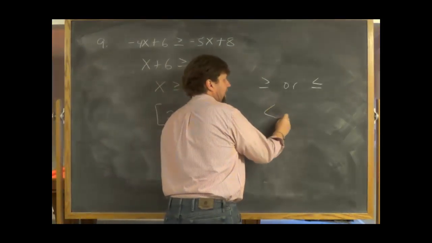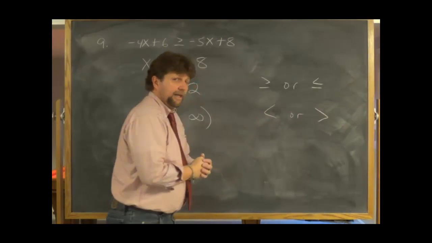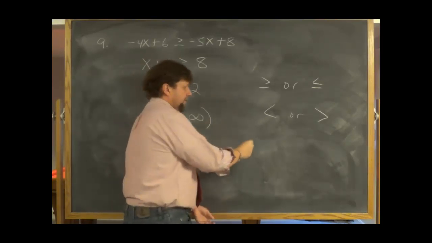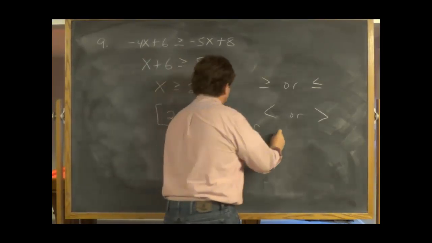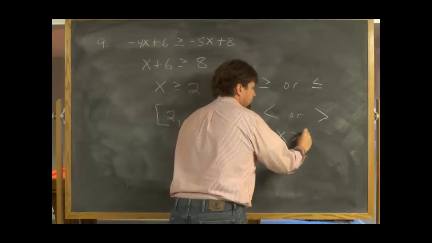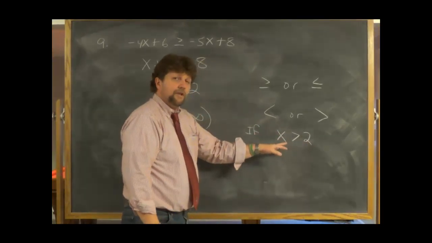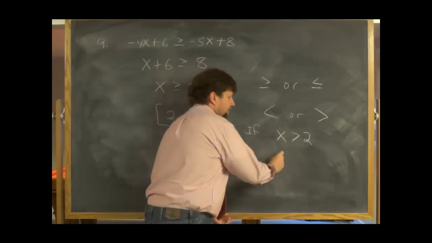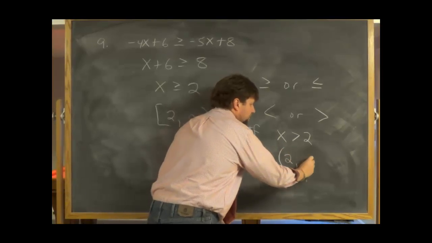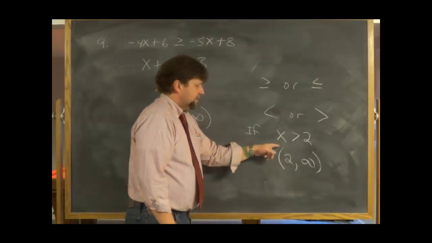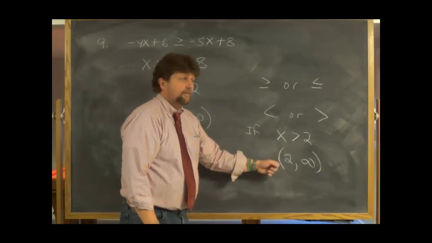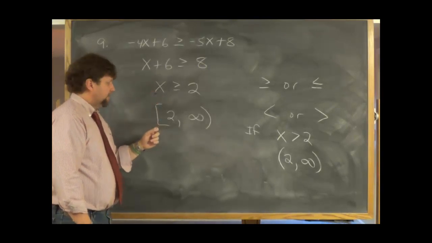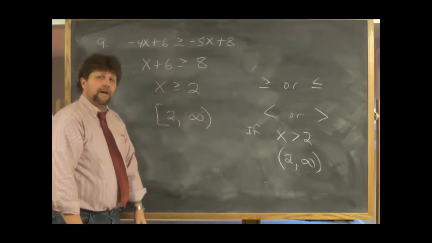If you see that inequality or that inequality, then it would be a parenthesis. I call that a strict inequality. So if I have x is greater than 2, there is no or equal to, just x is strictly greater than 2. The interval notation for this would be parenthesis 2, comma, infinity. Not a square bracket, but a parenthesis here. But for number 9, I hope you had this as the solution, and I hope you have this as the interval notation. That's it for number 9.